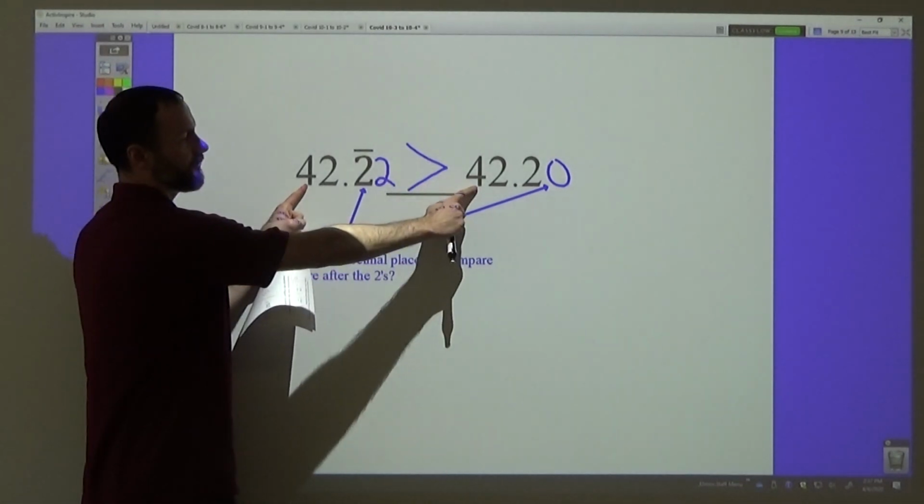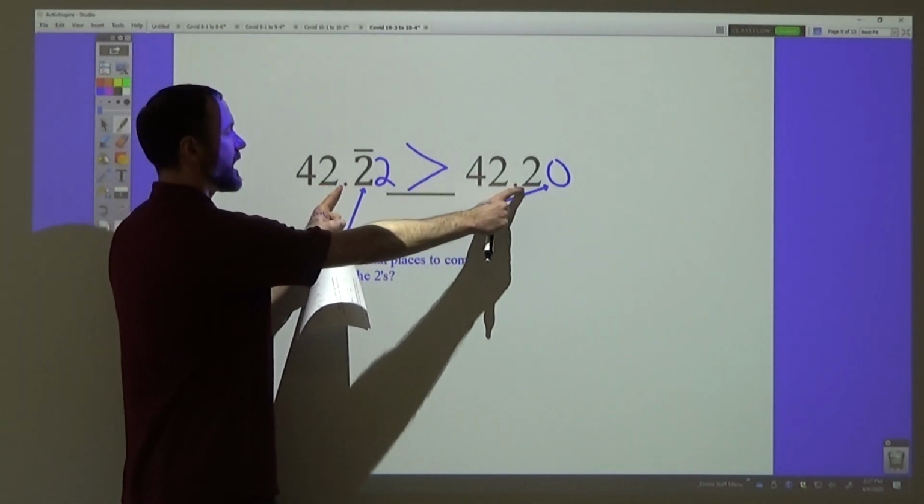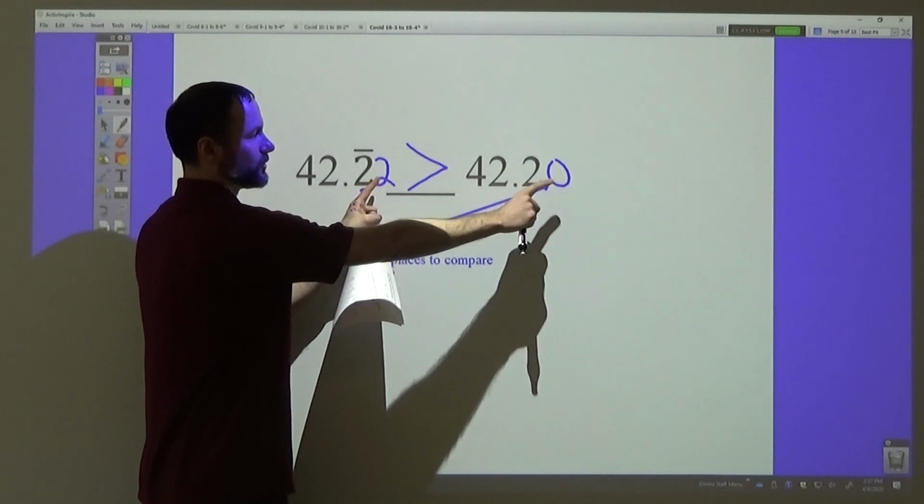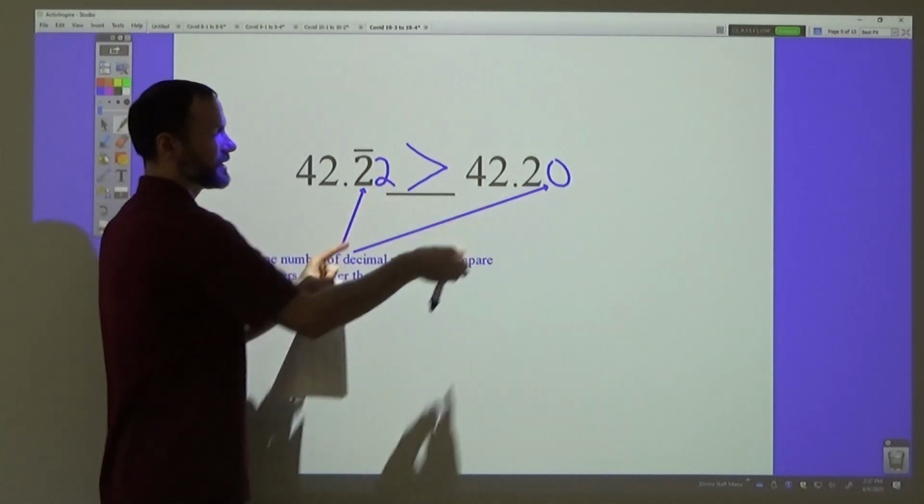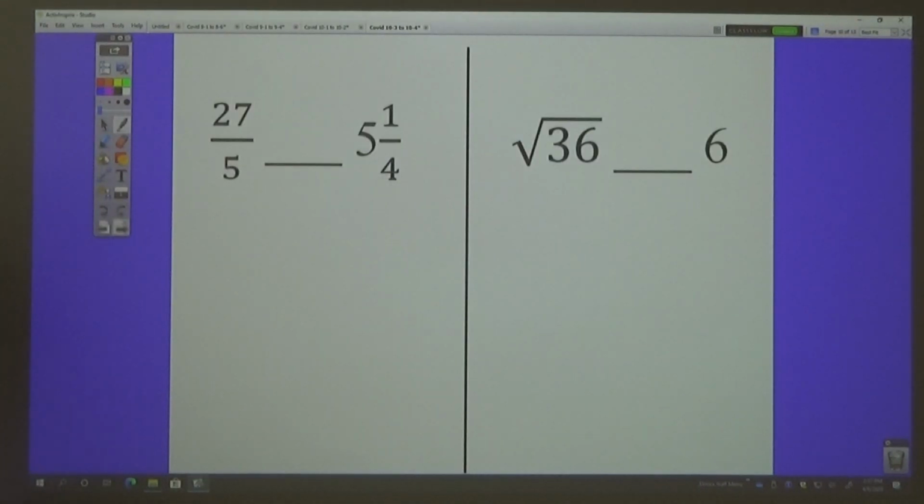Or go number by number. 4, they're tied. 2, they're tied. Point, 2 versus 0. 2 is bigger than 0.